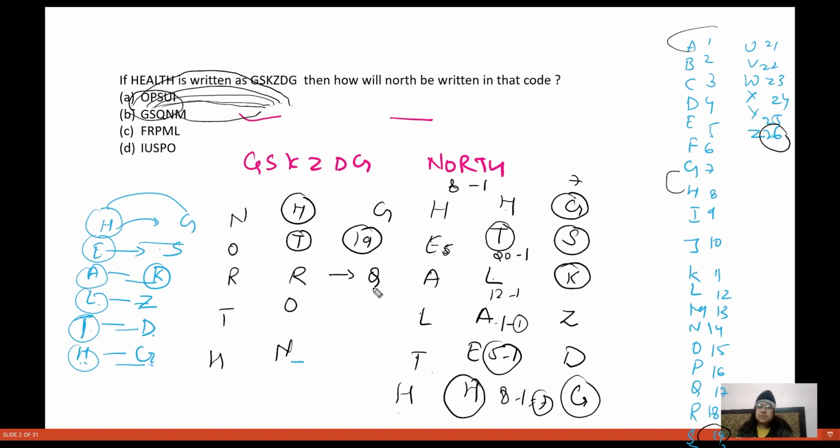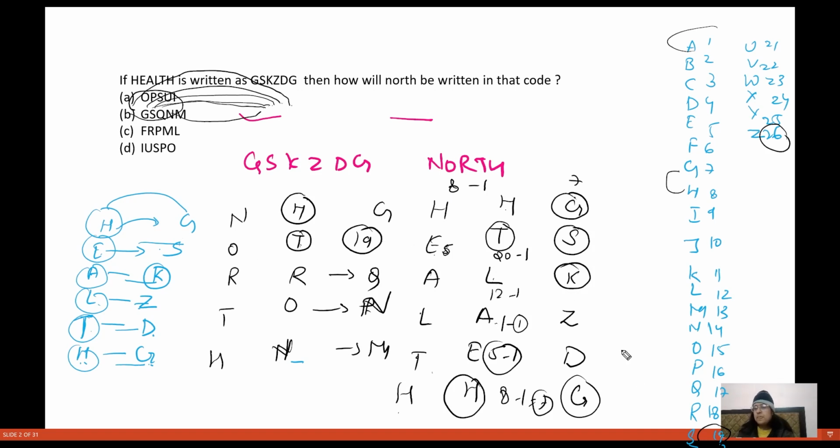Okay, R will become Q. O will become P. Sorry, O will become N. Okay, O will become N, and this is N. So N will obviously become M. So what does it become? Your north. Okay, so this T became what?